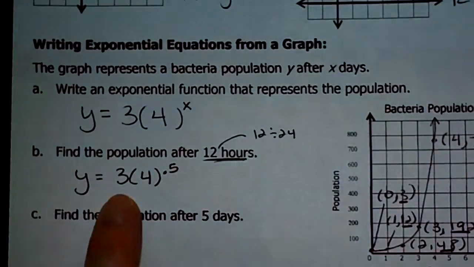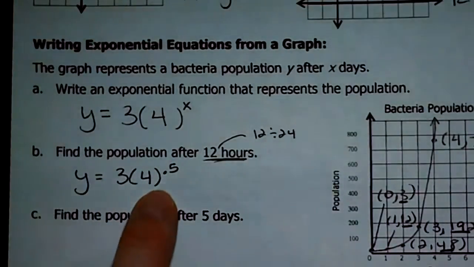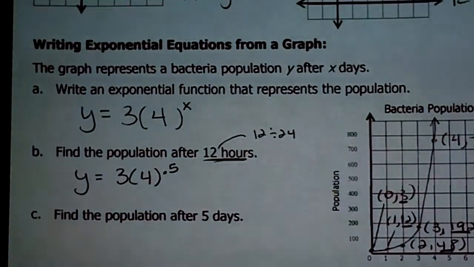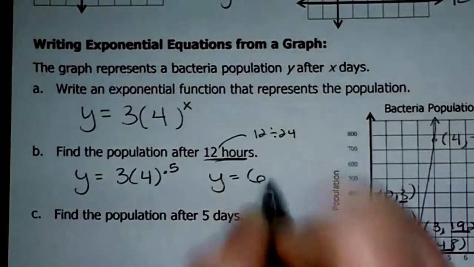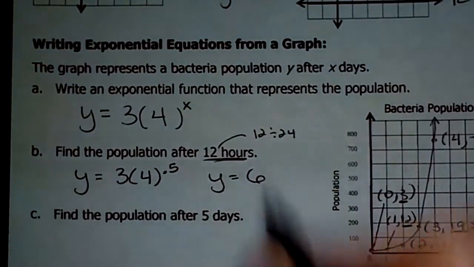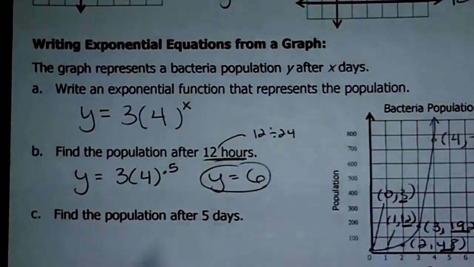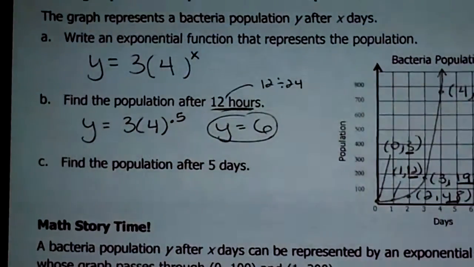So try that. Take 3 times the quantity of 4 to the 5/10 power. I'll do that in my calculator so I know I'm giving you enough time. I've already done it, but there we go. All right, and hopefully you got 6. So y equals 6. So that's not too bad. After 12 hours, there's only 6. But now it says find the population after 5 days. And then we're going to learn why it's exponential growth.